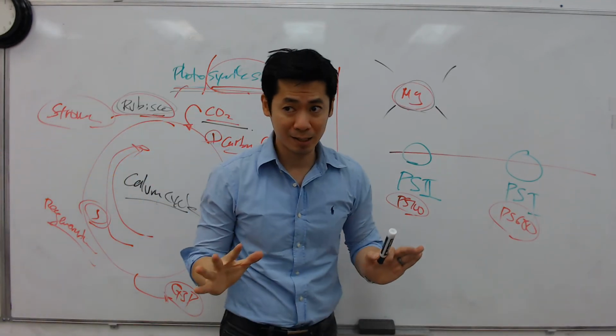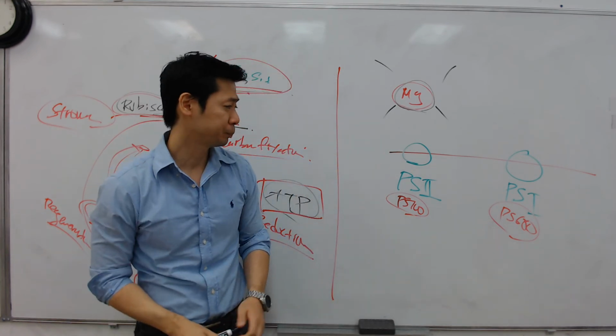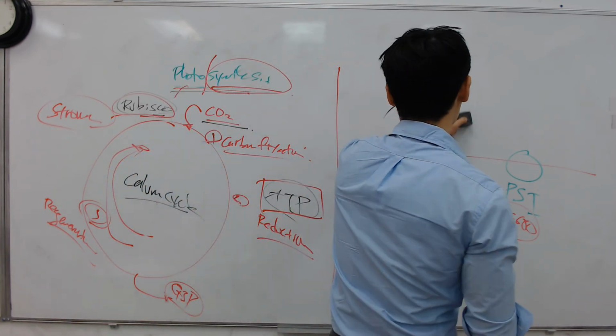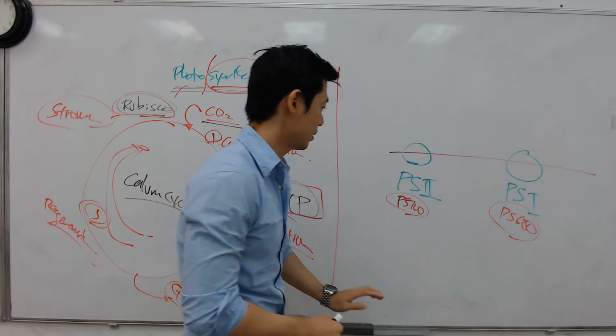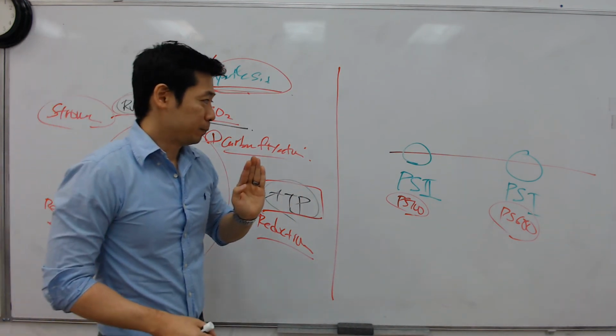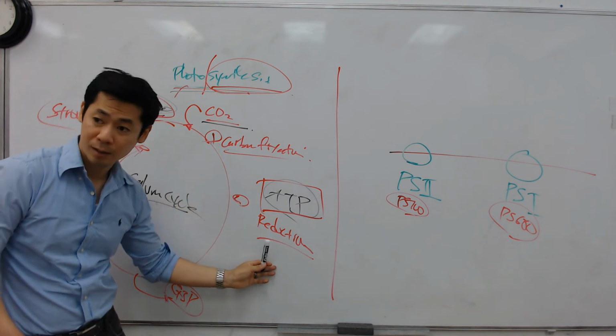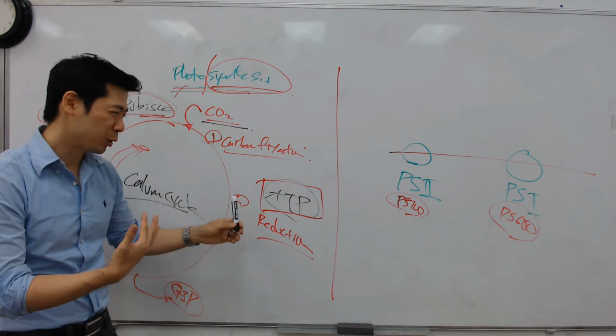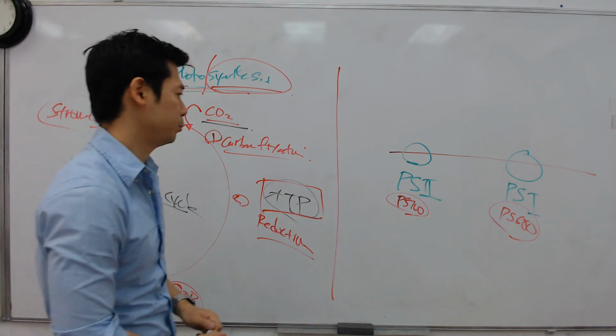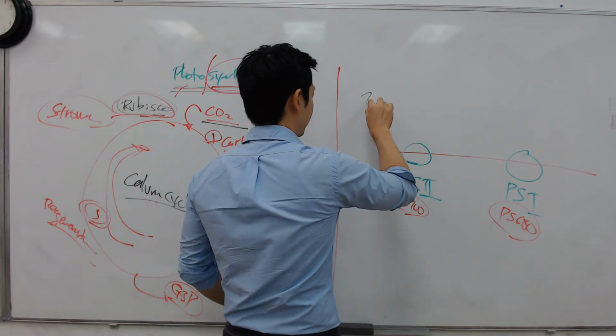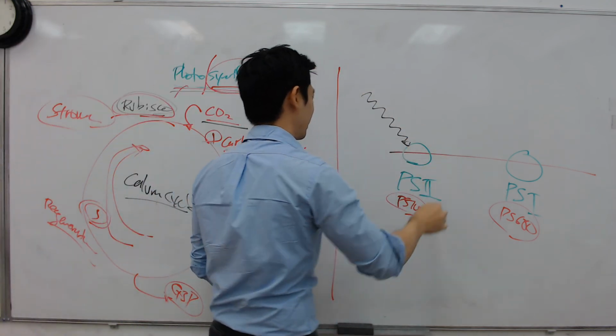I'm not going to get into crazy detail right now. At a high level, what will happen is, we need electrons here, and also ATP. So what they have to do is this: sunlight.